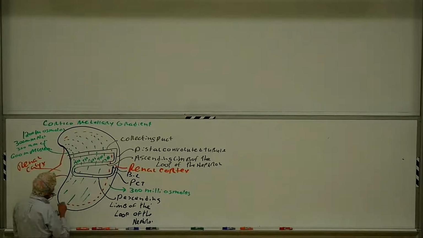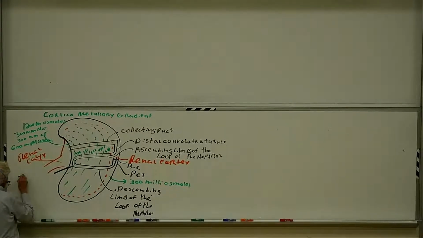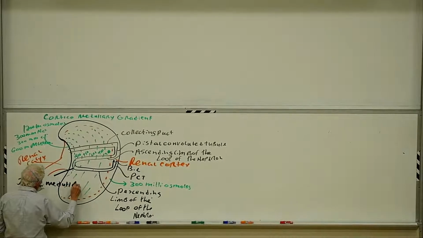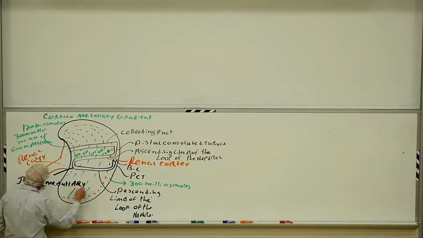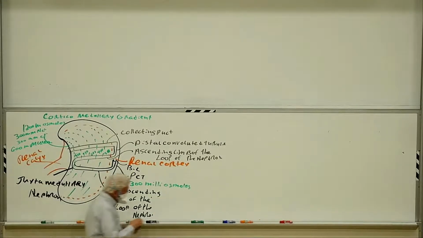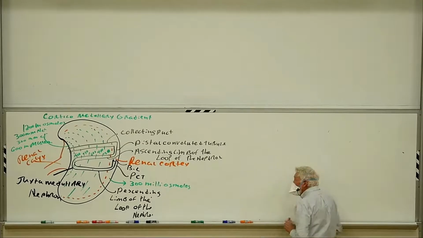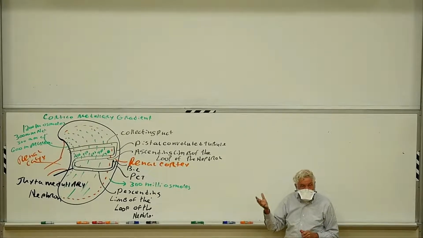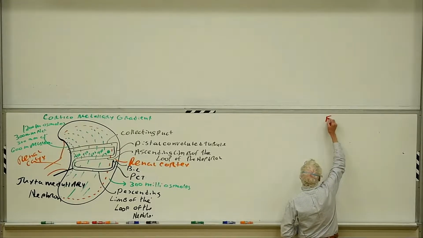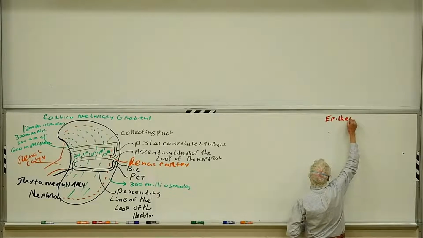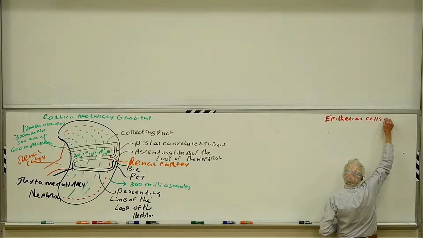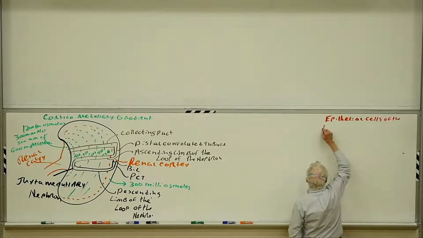Let me properly label this as the juxtamedullary nephron. And then over here on the right-hand side of the board, I want to begin talking about the epithelial cells that make up these structures. So we're going to label this as the epithelial cells of the descending limb.